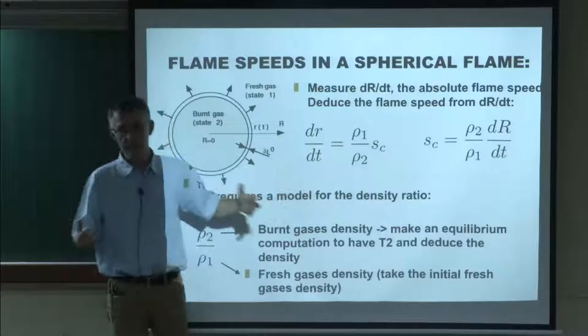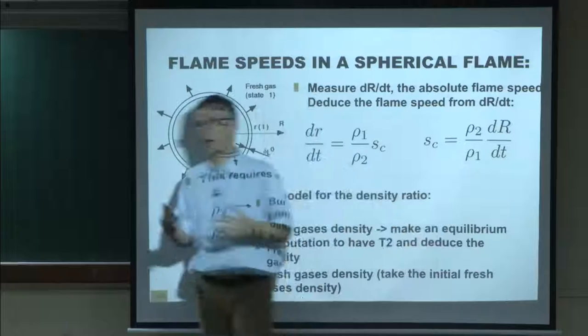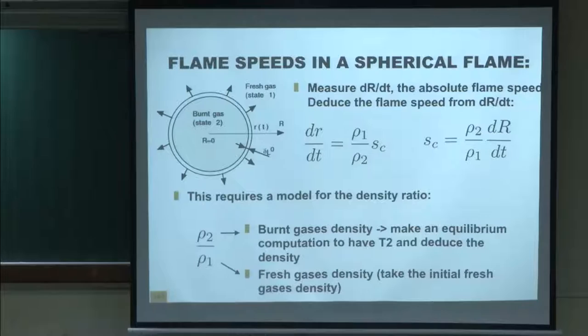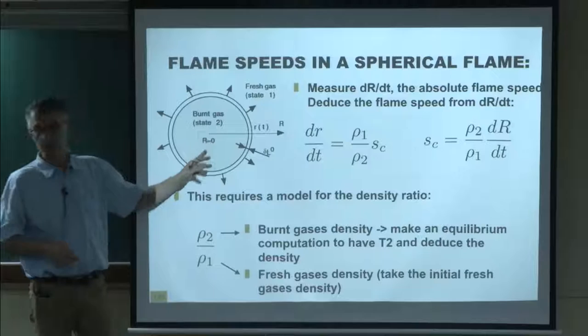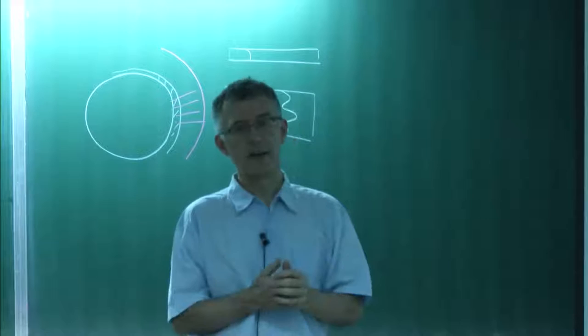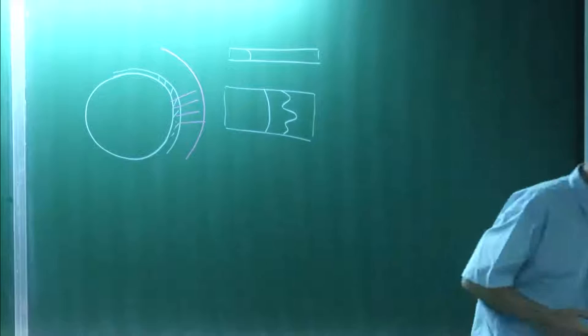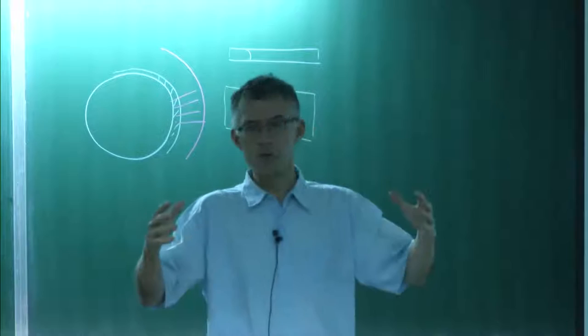You measure dr/dt, and then you arrive at the point where you say, oh, I need rho 2 over rho 1. Looks like a detail, but it's not. It's actually the worst problem in this system. How do you find rho 2 over rho 1? Well, normally, rho 2 is the density of the burned gases. You could say, I'm going to compute it with a code, equilibrium, and then I get a value for rho 2. And rho 1, you get it by saying, when the flame is small, the pressure does not go up too much in my bomb, so rho 1 is the initial density. And that's what everyone is doing.